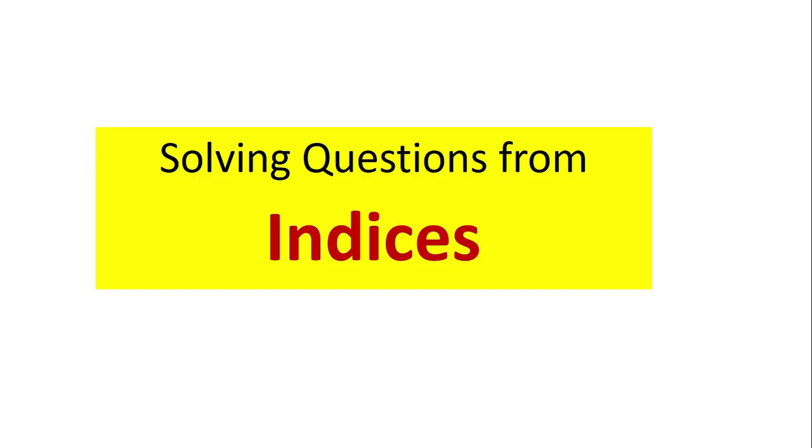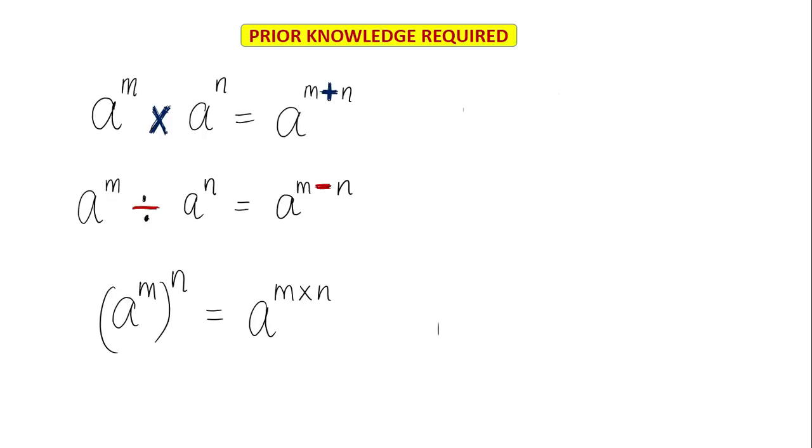Today we'll be solving questions from Indices. The prior knowledge that you require is to know the rules. Just summarizing the rules here: when you have a to the power m times a to the power n, it's a to the power m plus n. When you have a to the power m divided by a to the power n, it's going to be a to the power m minus n.